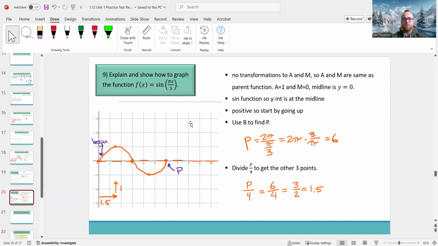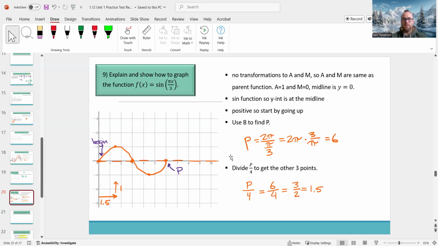B changed though, so we need to show what B is and plug it into our period formula because that's how we graph it, right? We don't graph B, we graph P. So that pi over 3 goes there. Once again, keep, change, flip. Pi's cancel out to give you 2 times 3.